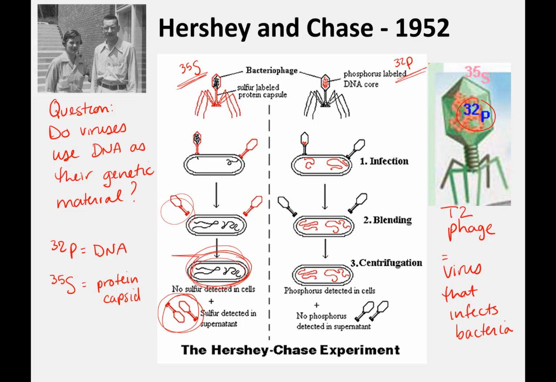In contrast, when they infected bacteria with P32 labeled DNA, and they removed the phage from the outside of the cell, yes, DNA radioactive was inside the cell, the phage capsids were outside. And so this gave evidence that the DNA was being injected from the phage into the bacterial cell. That was the genetic information that was going to allow these bacterial cells to produce more phage.